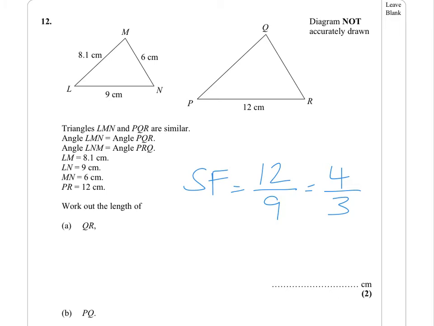So to get QR, the equivalent side is that MN, which is 6. It's basically 6 times the 4/3, and that will give you 8 centimeters.